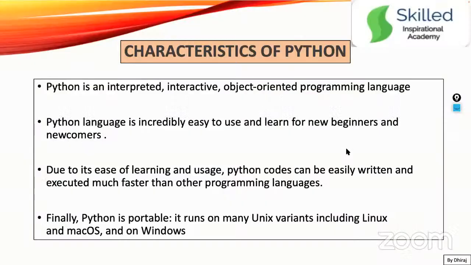Now, the Python language is incredibly easy to use and learn for beginners and newcomers, that we all know, and hence we are learning it. Due to its ease of learning and use, Python code can be written and executed much faster than other programming languages. We have proved why Python is much faster than Java. We have proved why Python is much faster than C or C++, right?